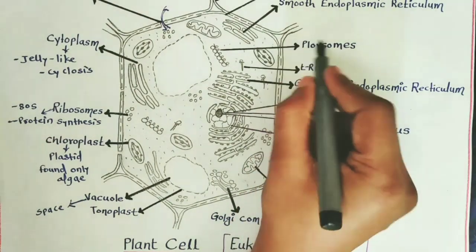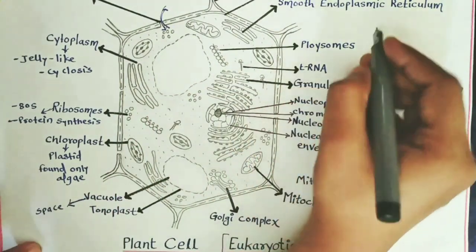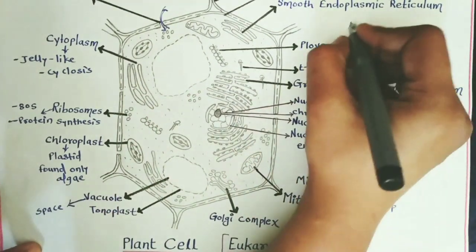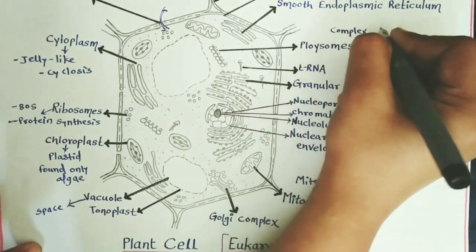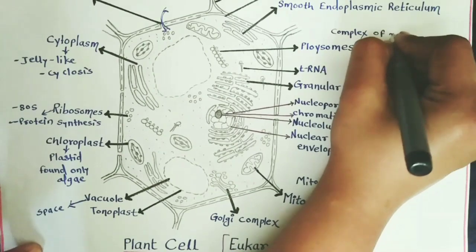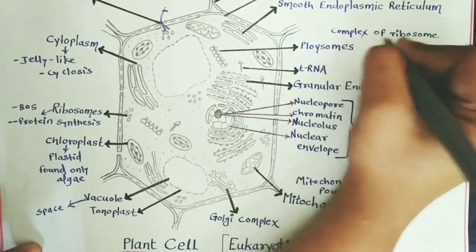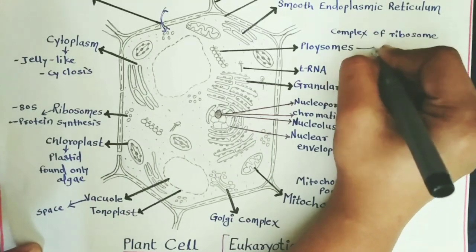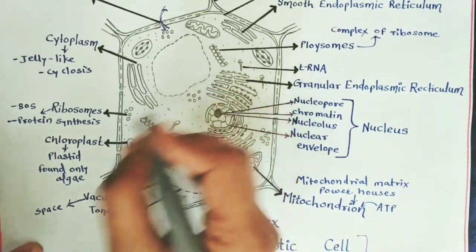So the next point is the polysome. A polysome is a complex of ribosomes stretched along a single strand of messenger RNA that translates the genetic information coded in the messenger RNA during protein synthesis. This is the function of polysomes.